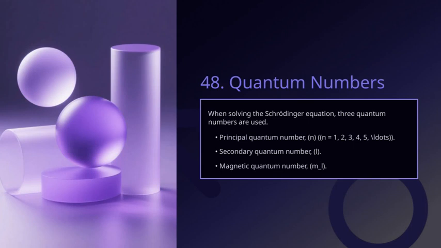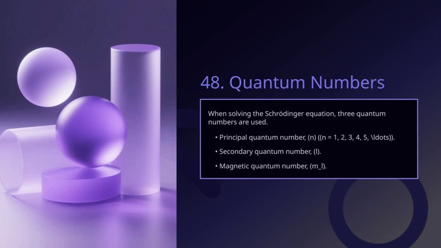Let's take a closer look at the quantum numbers involved in solving the Schrödinger equation. First, we have the magnetic quantum number, denoted as m. This number specifies the orientation of an orbital within a subshell, giving us insight into the spatial distribution of electrons. Next, there's the secondary quantum number, L, which indicates the shape of the orbital, whether it's spherical, like an s orbital, or more complex, like p, d, or f orbitals. Then, we have the principal quantum number, N, which tells us the energy level or shell that the electron occupies. It can be any positive integer starting from 1 and increasing upwards.